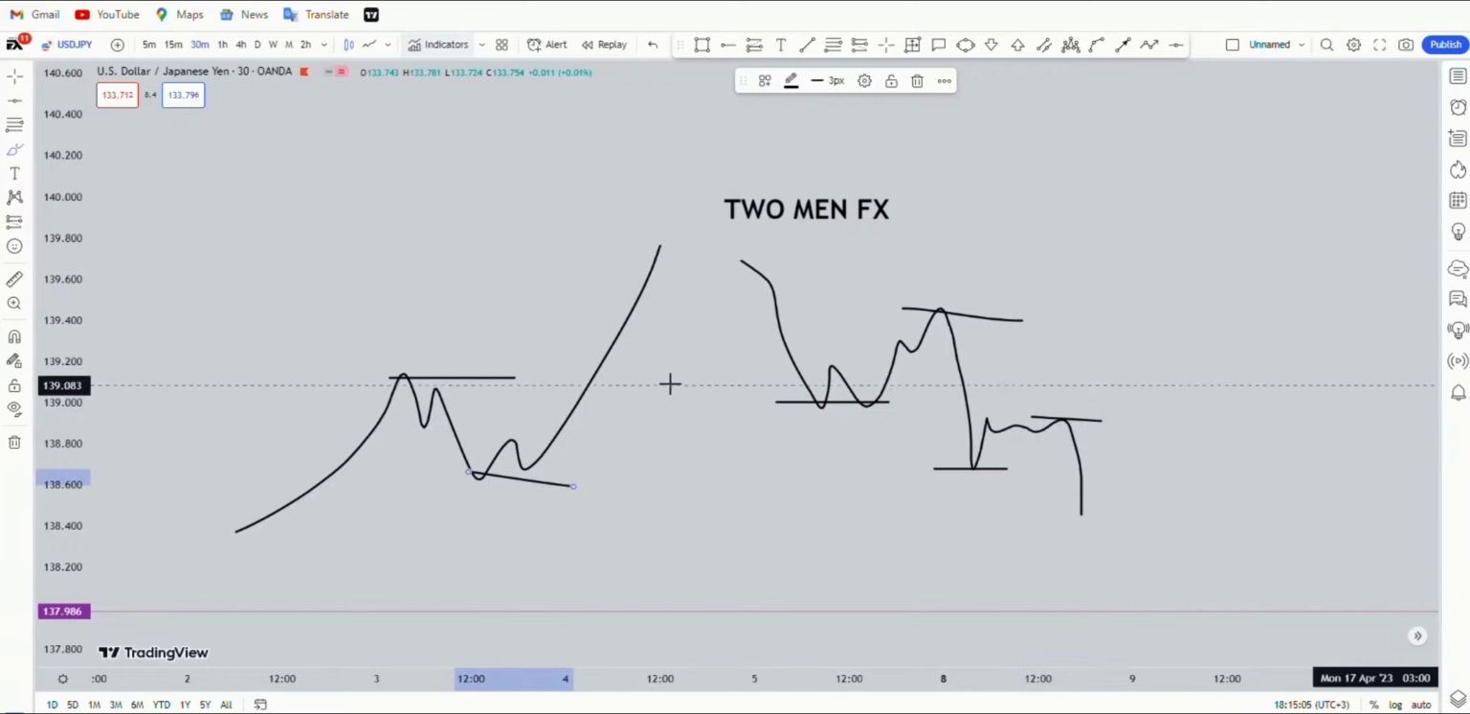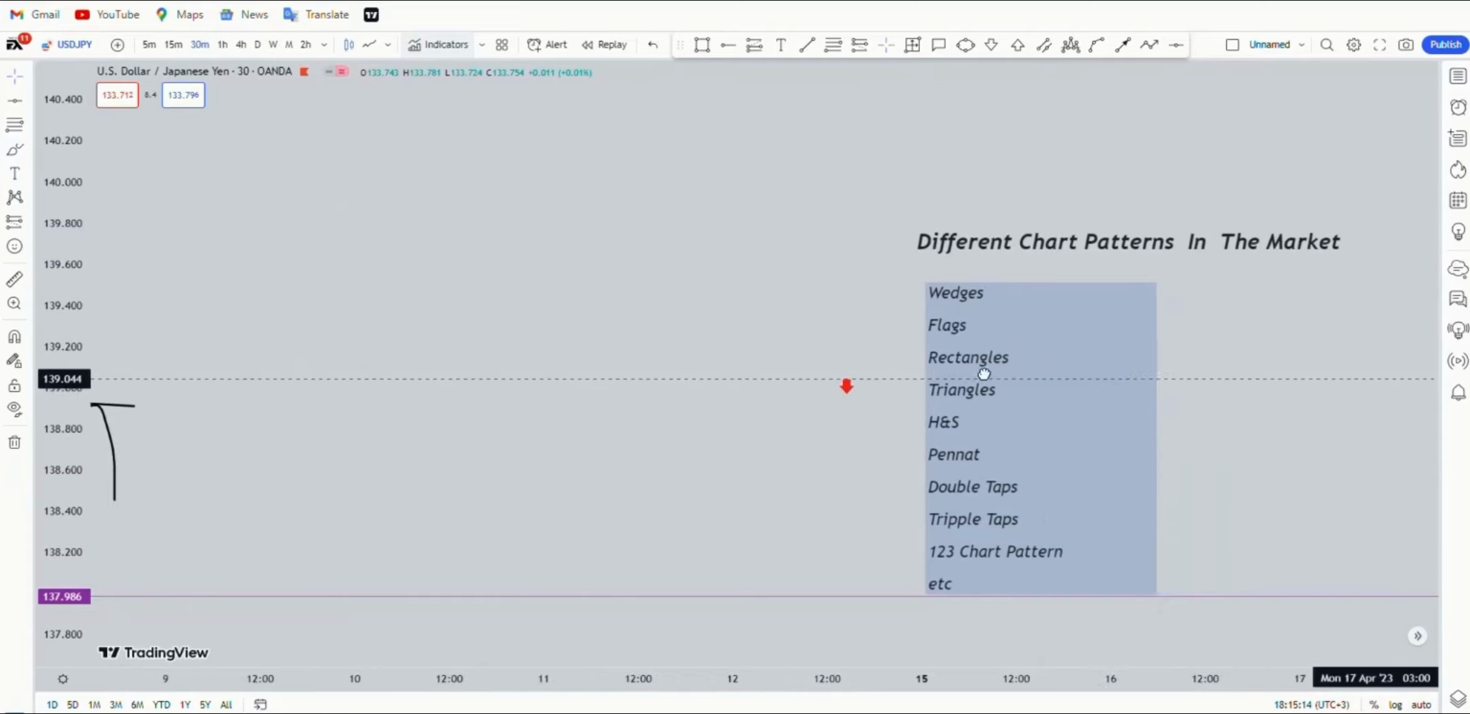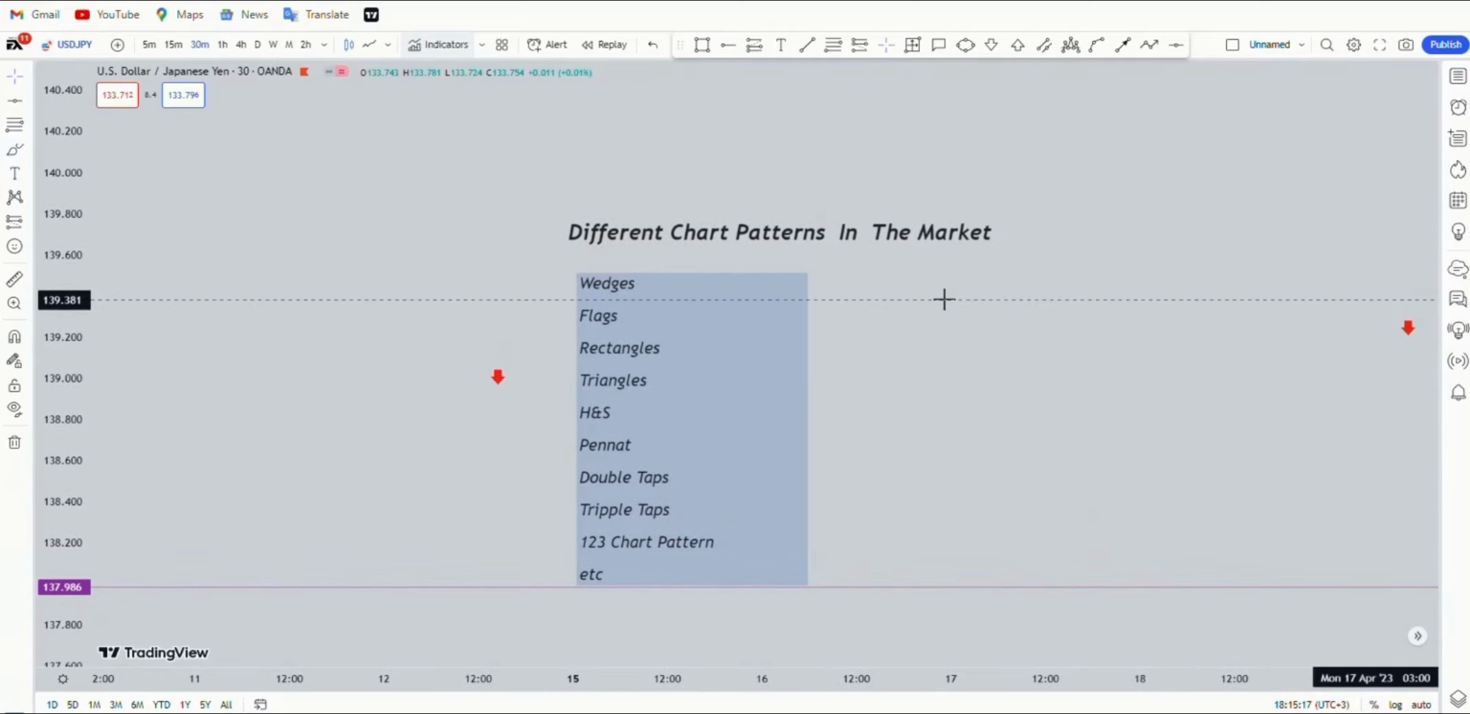So today we got to look at how we can catch our moves. Of course, you know that we are trend following traders, so today we got to see some of the chart patterns. We have some good different chart patterns in the market: wedges, flags, rectangles, triangles, head and shoulders, pennants, double taps, triple taps, 1 2 3 chart patterns, and many others. I may not finish them all, but let's look at how we can get these chart patterns.